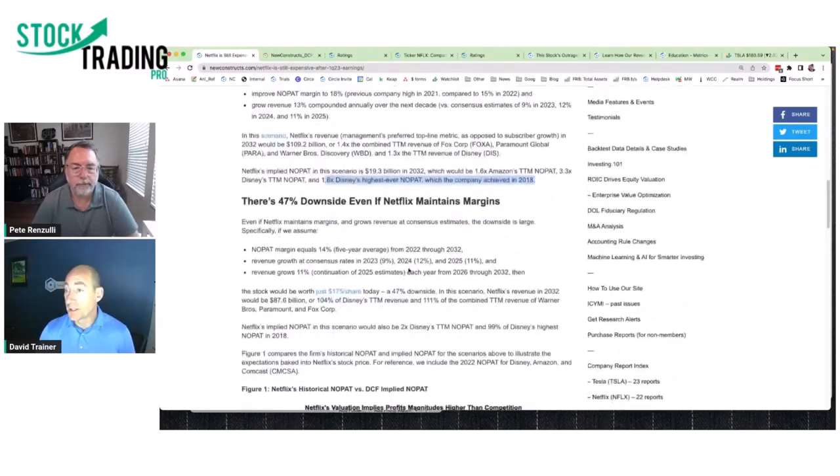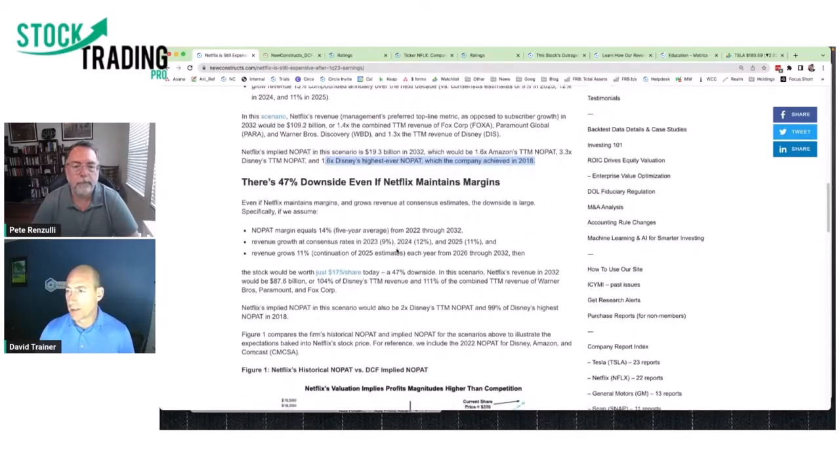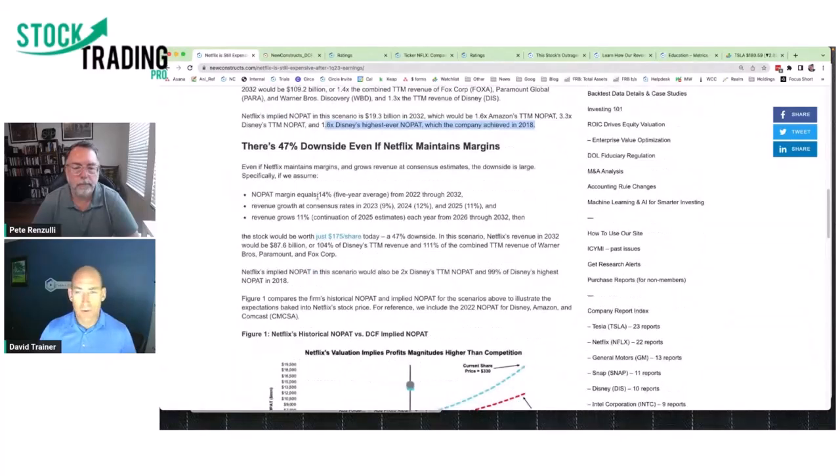And then here's the details on the 175 scenario, right? So margins are 14%, which is the 5-year average. Revenue grows at consensus for the next 3 years, and then 11% after that. So still, I think generous, very generous, right? Considering the competition that's coming in, and the ads and password sharing, I think margins are going to go down. Growth is certainly not likely to be that big. I mean, margins are going to go down because they're going to lower profit customers internationally, and they're struggling to grow. And that's what you get to 175 a share.